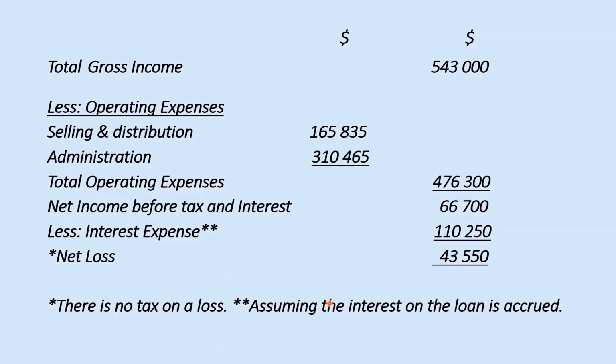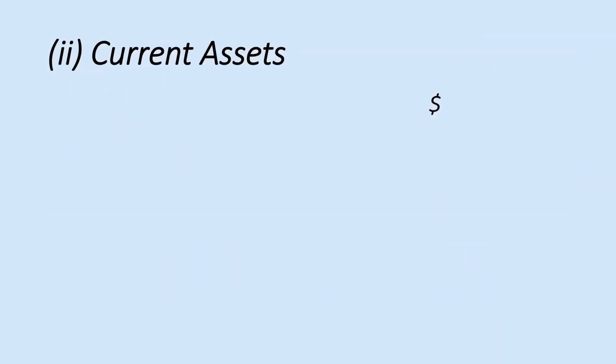But if we assume that the interest on the loan is not accrued, then what we have to do is charge the tax on the $66,700. Okay, so coming up next, the current assets and the current liabilities. We look at the current assets.